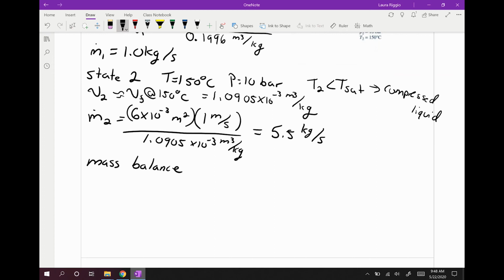To figure out the time rate change of mass within the system, we're going to use our mass balance, which tells me that the rate at which mass in the system is changing is my mass flow rate in minus my mass flow rate out, which is 1 minus 5.5, which is equal to minus 4.5 kilograms per second.